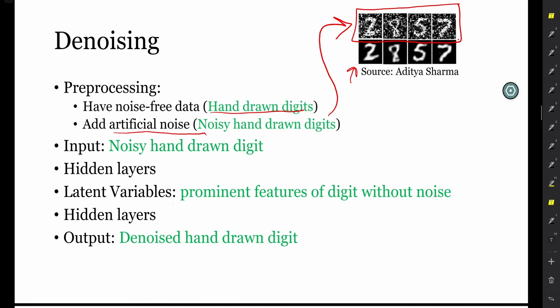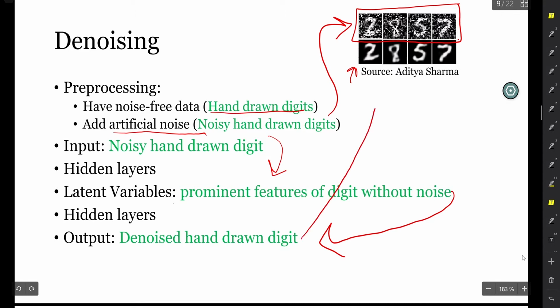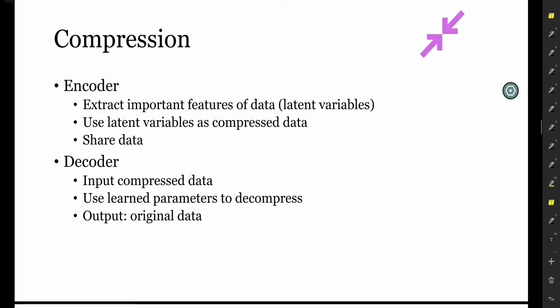We want to reconstruct the original images using these noisy images. So after piping these images through our encoder layer, we would expect the latent variables to represent the features of the image without any noise. Then we'll use these latent variables to reconstruct the image, and hopefully our output will look something like the original image.